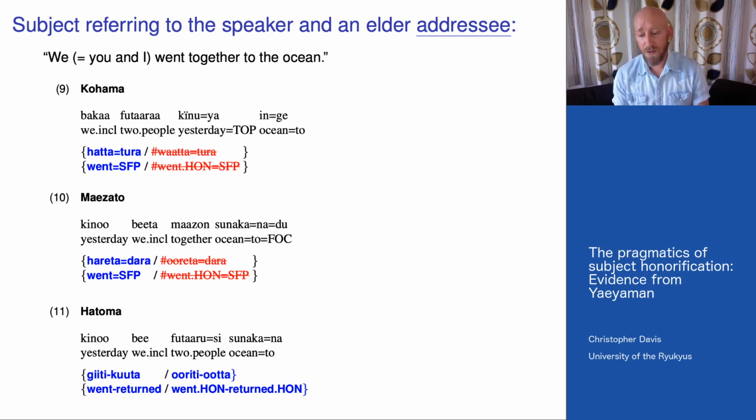Now here's what that looks like in our 3 varieties, and as you can see, use of the honorific is infelicitous in Kohama and Maezato, but it is felicitous in Hatoma. Moreover, it seems that while the honorific is felicitous in Hatoma, the non-honorific form is also felicitous. In other words, the honorific is infelicitous in Kohama and Maezato, but is optional in Hatoma.